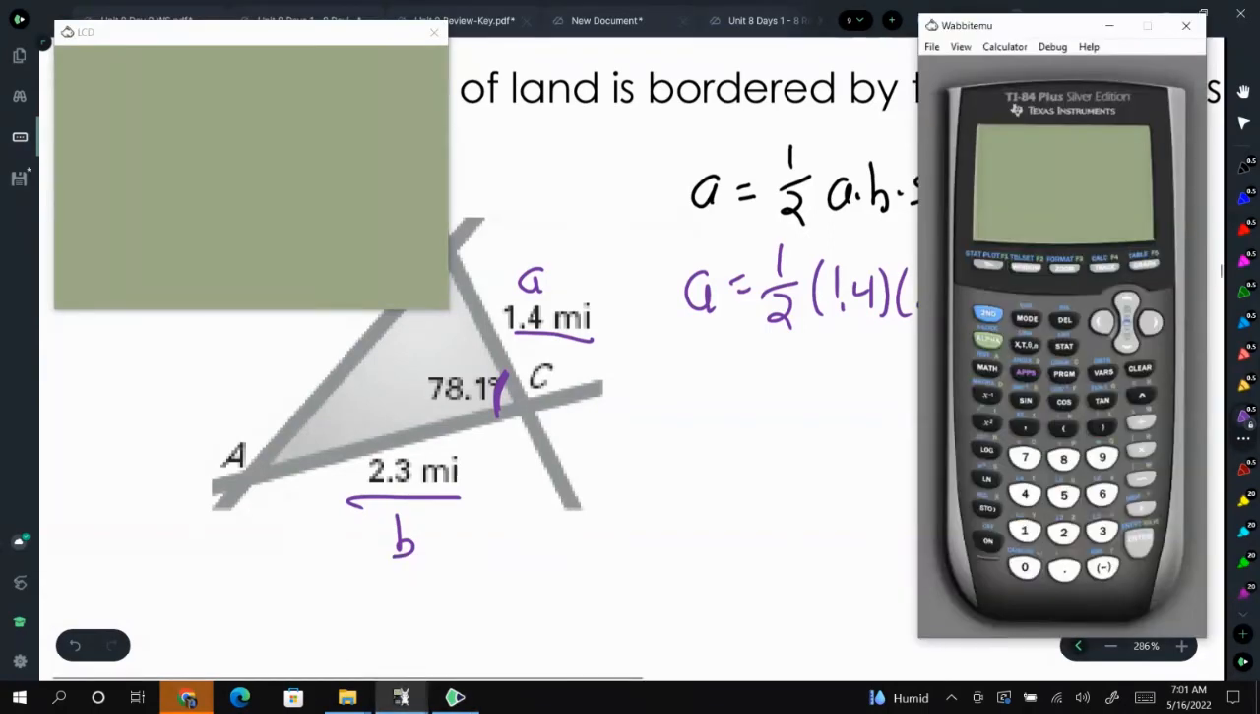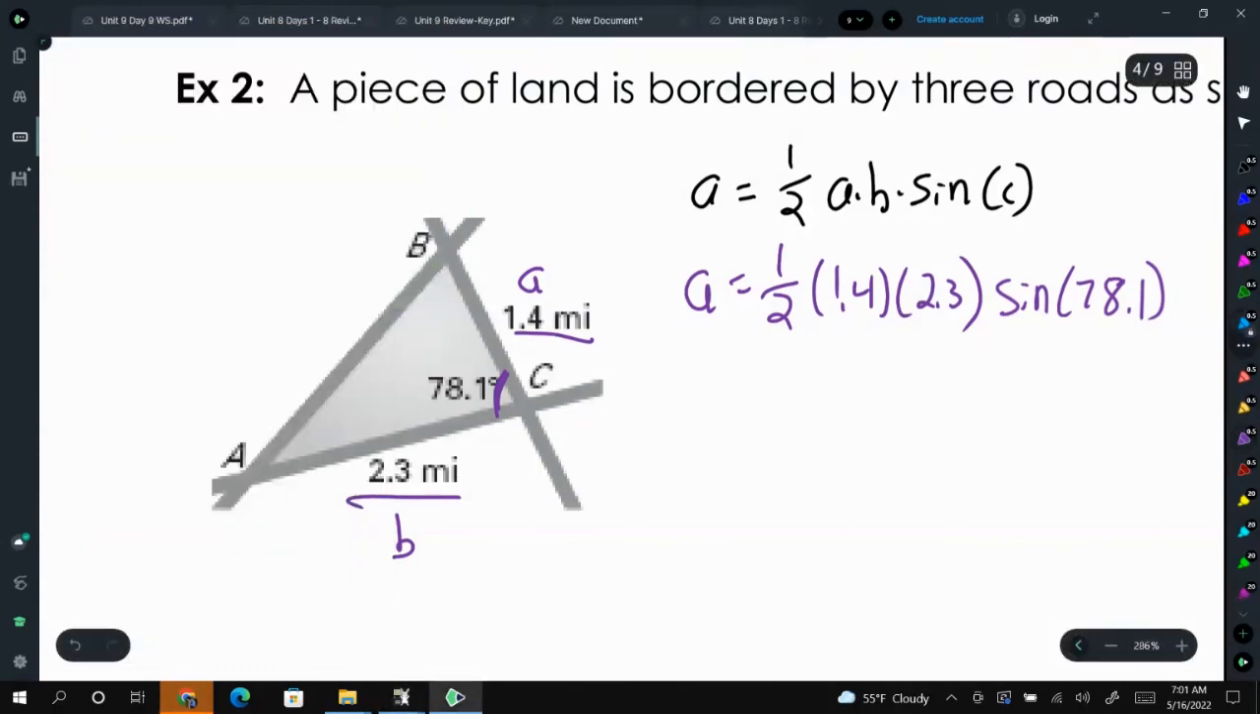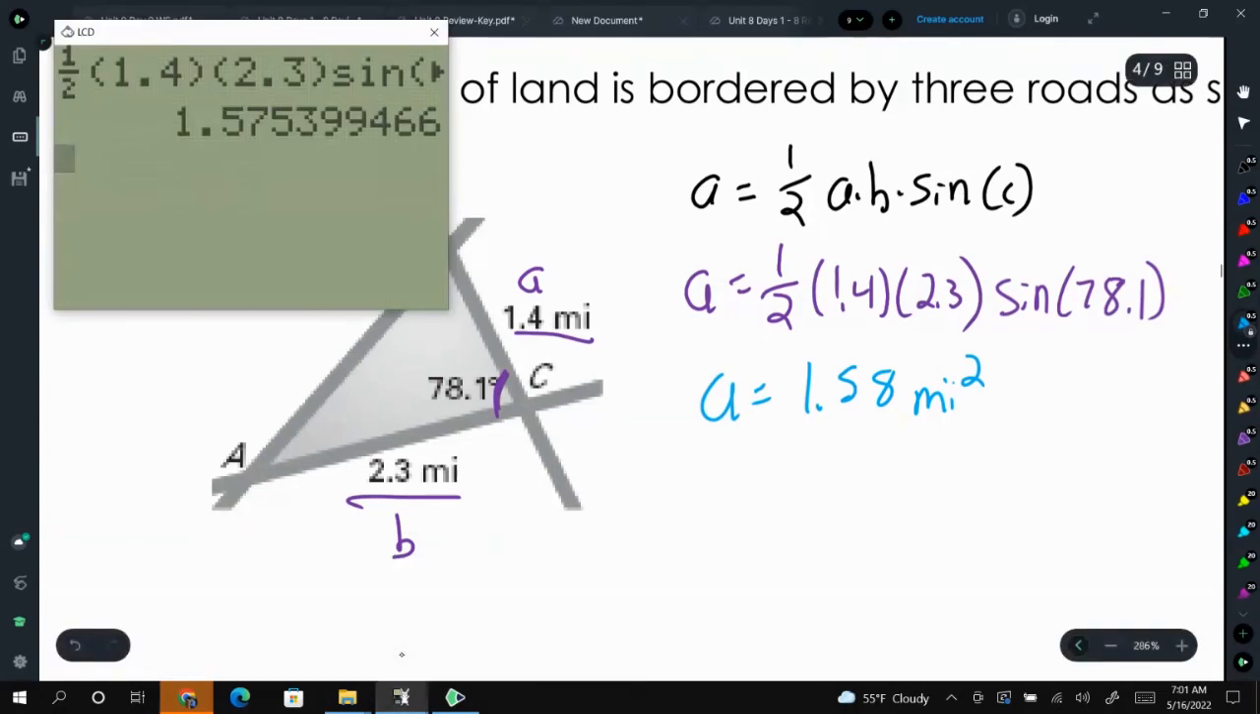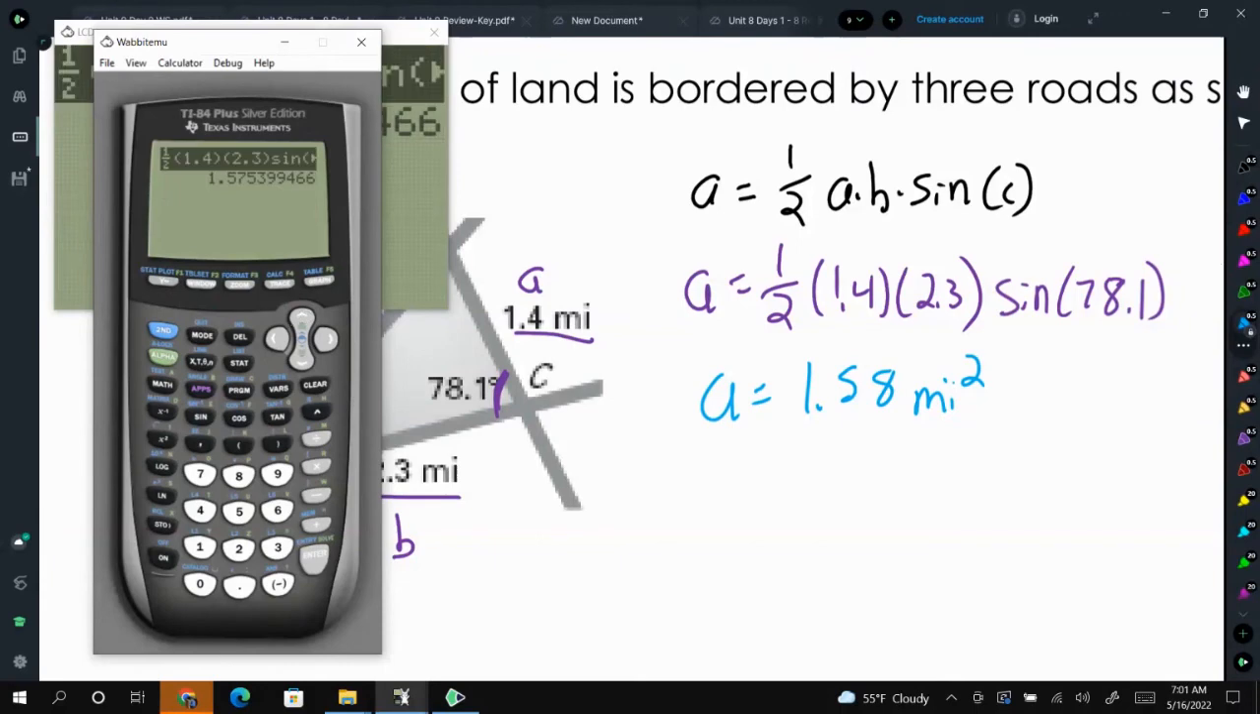And then let's throw that in the calculator. Now you could divide by 2 at the very end. I'm going to do 1/2 times 1.4 times 2.3 times the sine of 78.1. And that gives me 1.575 or 1.58. So my area, 1.58 square miles. So again, it's just like with the law of sines where you just plug it into the formula and make sure you typed it correctly to get the correct answer.